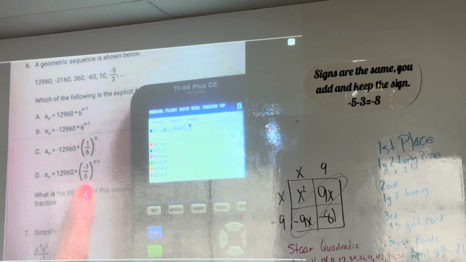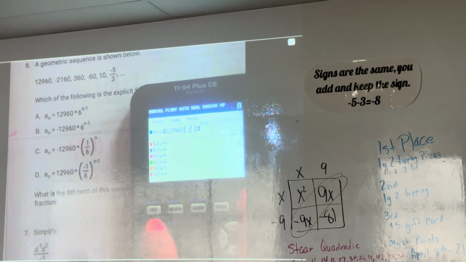And notice I'm using alpha x on this one because I'm hoping to get my 8th term in a fraction. And negative 1/6 raised to x minus 1. Okay, and go ahead and put it in. Oops. I must have a space. I did it wrong. How do you put it in? Carefully.